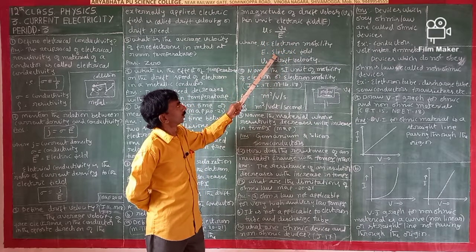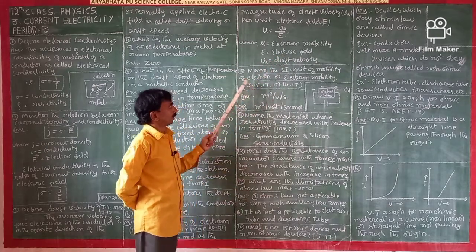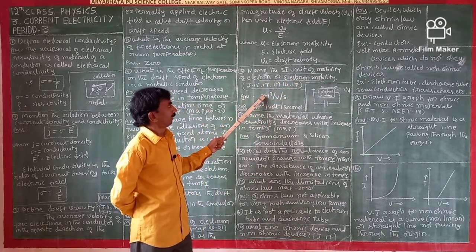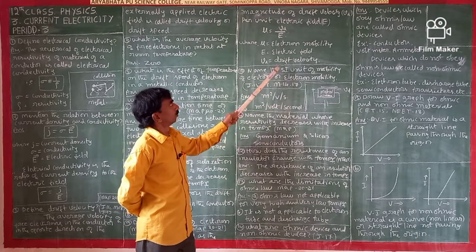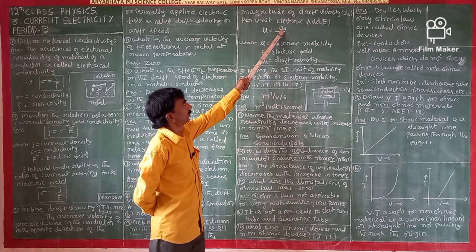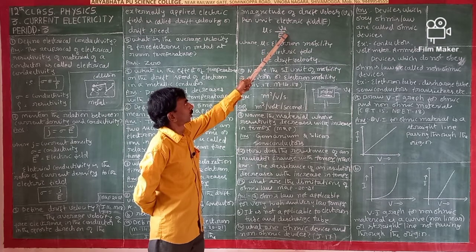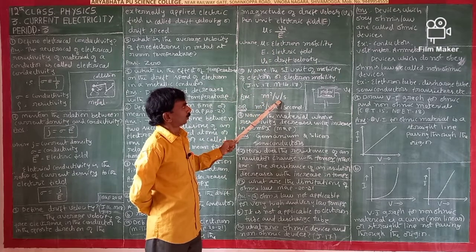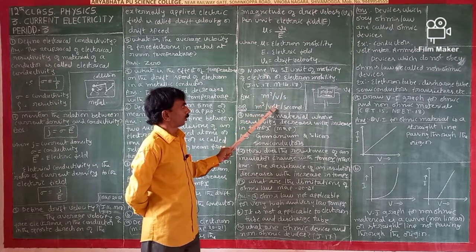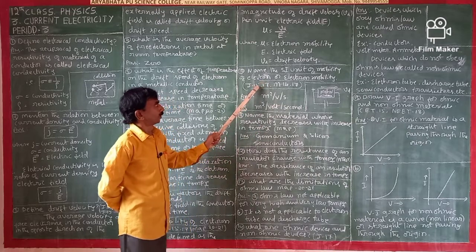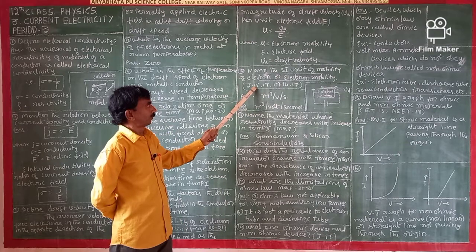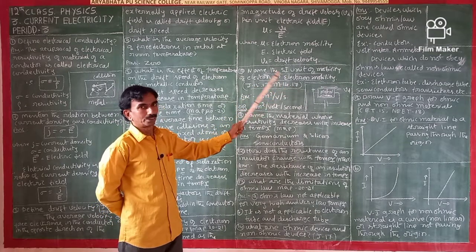So E is the electric field and Vd is the drift velocity. Mention the SI unit of mobility of electron. Velocity is meter per second, and electric field is volt per meter, so the SI unit is meter square per volt per second. It is a repeated question, so note it down and underline it. It appeared in J15, 17, March 14, 17.